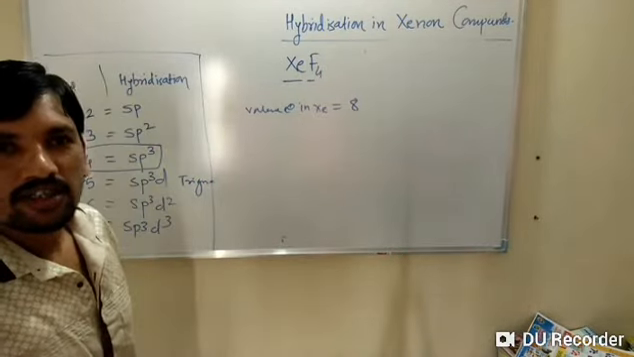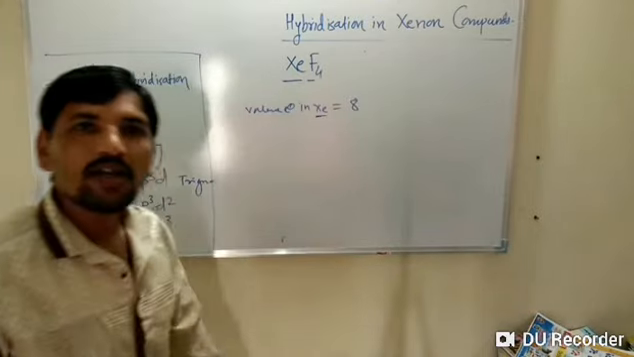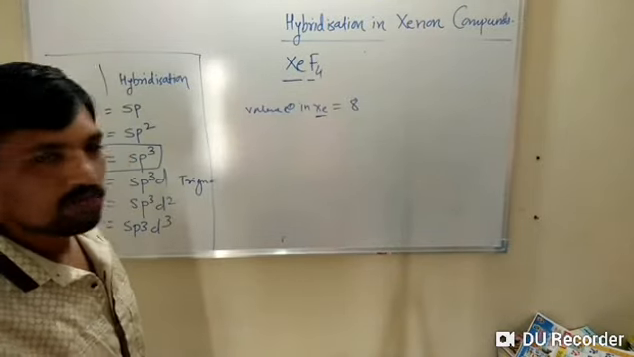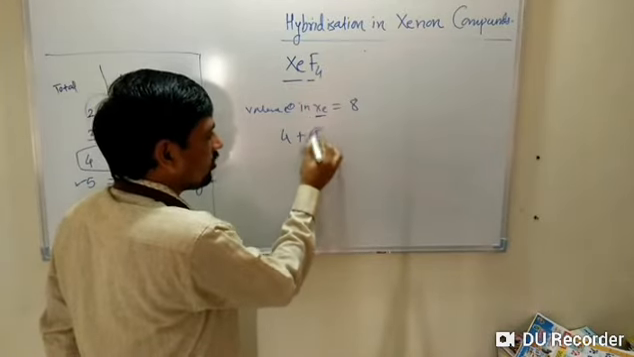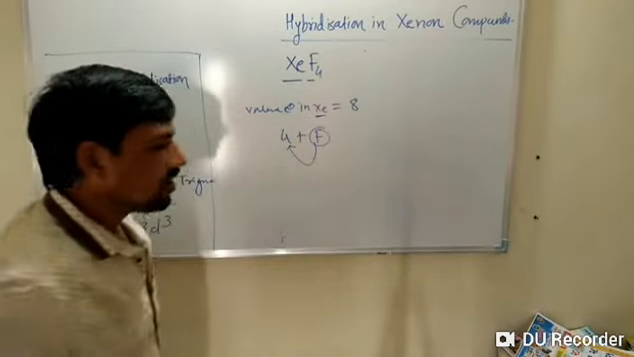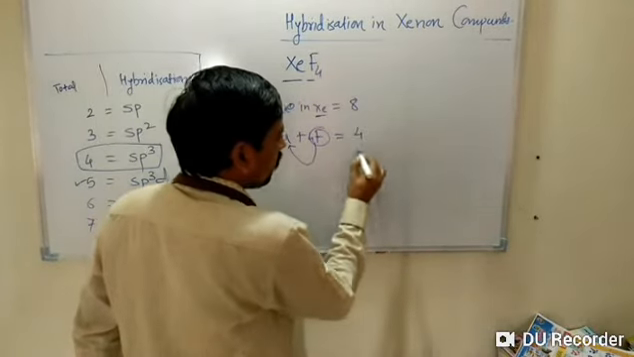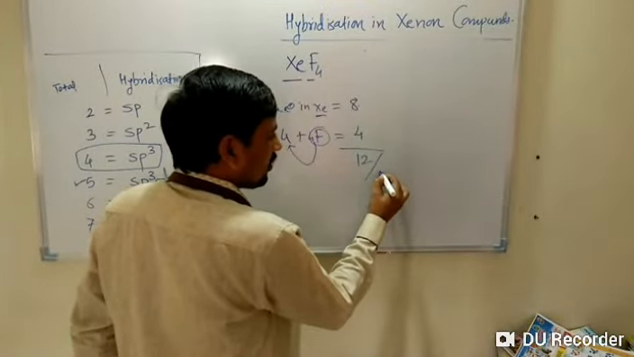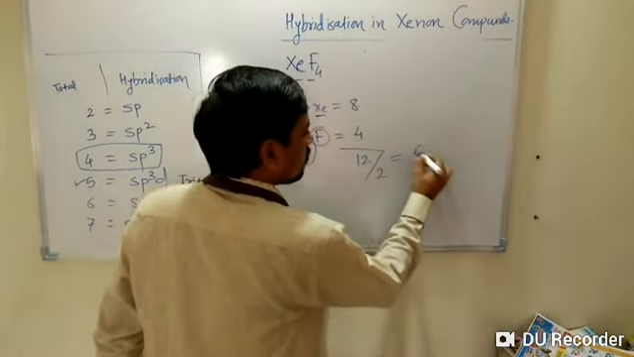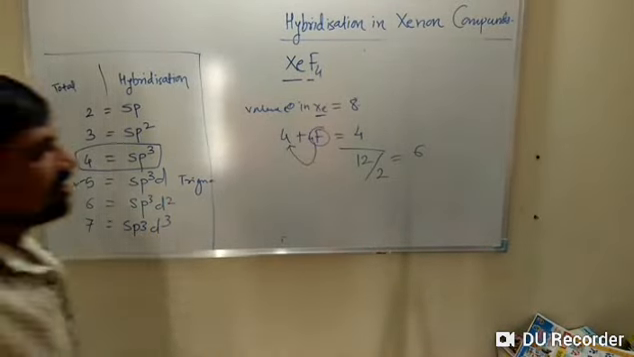Xenon is a noble gas having a completed octet, which means there are a total of 8 electrons in the outermost shell. Then how many halogens? 4 surrounding atoms. One fluorine gives 1 electron, so 4 fluorine atoms give 4 electrons. 8 plus 4, 12 is the electron count. After pairing, 12 by 2, you get 6. On the basis of 6, sp3d2.